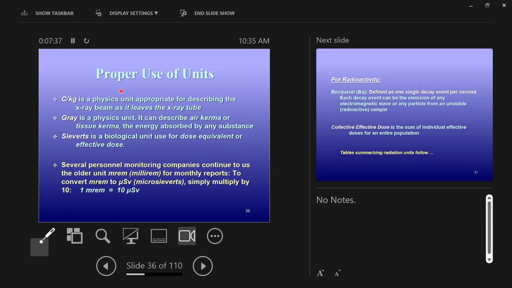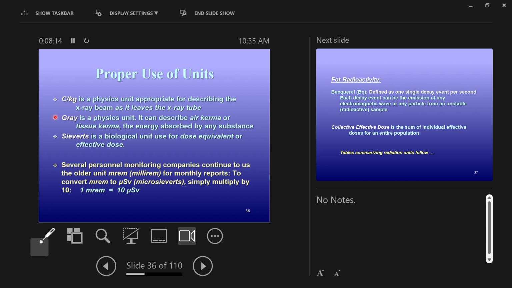Okay, so just to round this out, proper use of these units, when are they appropriate? Well, the coulomb per kilogram, that thing about the air kerma and the gray in the air, that's a physics unit. That's telling you how many things, physics deals with movement, right? So it's telling you how many things you're causing to move around by putting an amount of energy in the air, how many ionization events you're creating in the air above the patient, coulomb per kilogram. It's appropriate for describing the X-ray beam as it leaves the X-ray tube, so that unit can be used to express the intensity of the X-ray beam before it's interacting with anything.